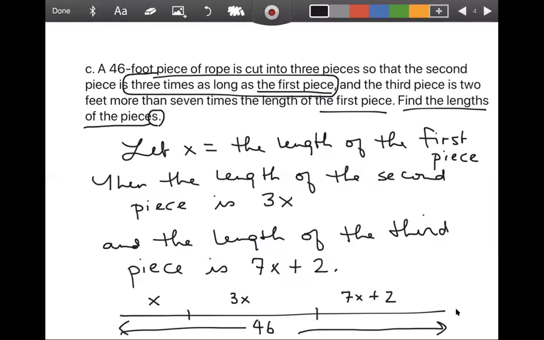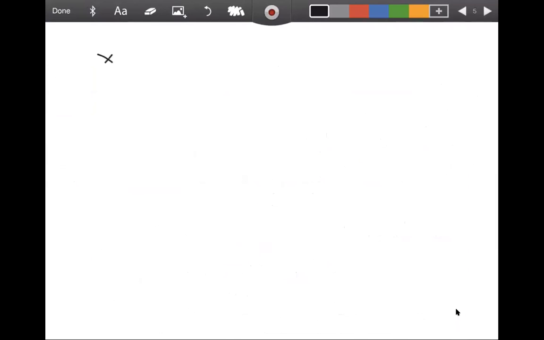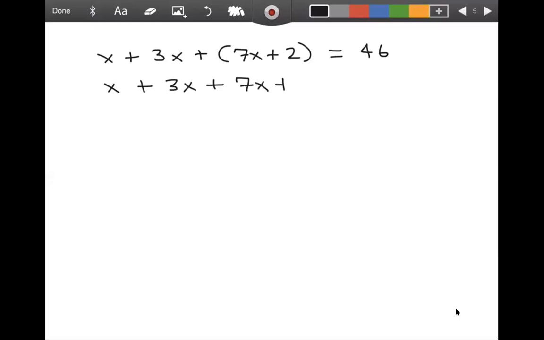The equation is going to say X plus 3X plus (7X plus 2) equals 46. All right. So first of all, I don't even need those parentheses. I just put them in there because that represents the length of one piece. But we don't really need them to solve the equation. Now I will combine my like terms. On the left-hand side, I have an X and a 3X, which makes 4X. And then 7X makes a total of 11X.